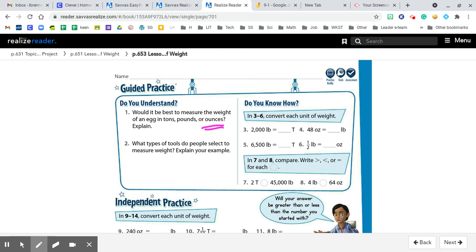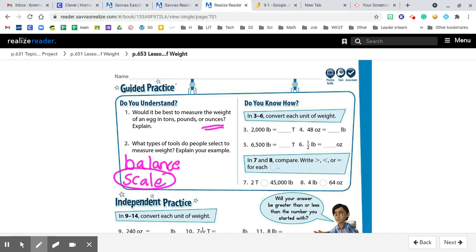What type of tools do people select to measure weight? What are some of the things we use to measure weight? When the doctor measures you in the office, you might be on a scale. You can also use a balance. Those are the two things that you might be familiar with. A balance you can use in science class. A scale is probably what you're most likely going to be using.